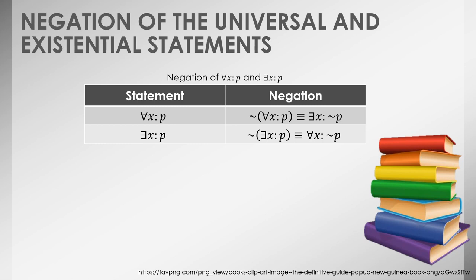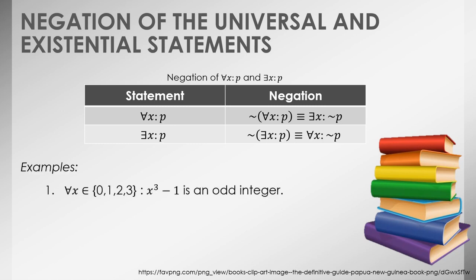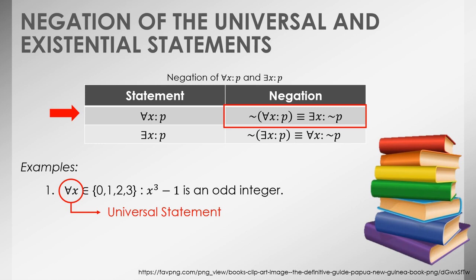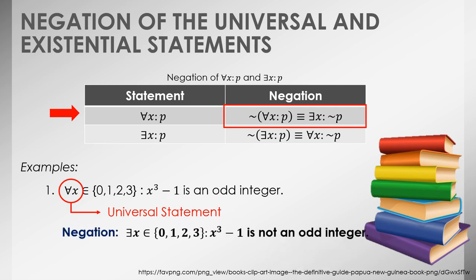For instance, we have the following illustrations. The first illustration is given by this. Note that this is a universal statement. So looking at the table, we are on the first case. Thus, the negation is given by this formula. This states that to construct the negation, we first need to change the universal quantifier to an existential quantifier to make an existential statement, and then followed by the negation of the given statement. Applying it to the given statement, we have this negation. It is also correct to have this one instead.